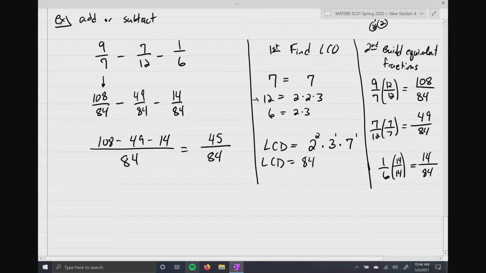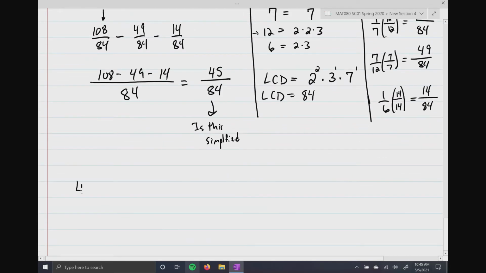And before I circle this answer, what do I always have to check? What do I always have to check? If it's simplified all the way. Exactly. Is this simplified?